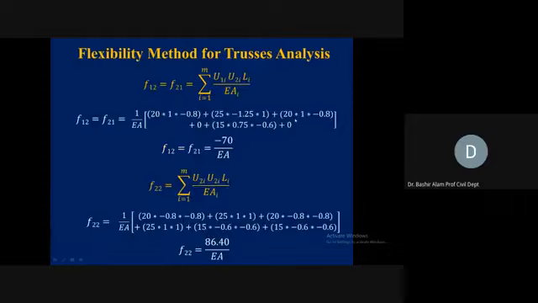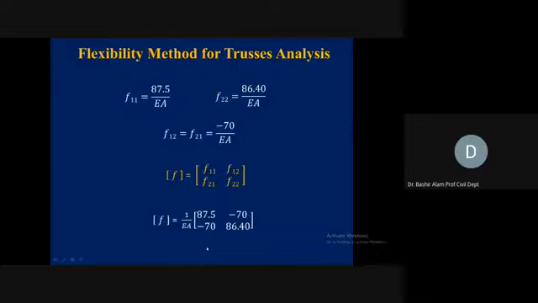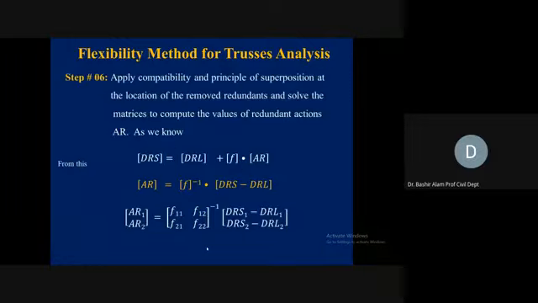You see the contribution of all the 6 members again, and F22 is calculated. So we have the F22. This is now the consolidated flexibility coefficient matrix. Next, we go and write the compatibility equation. So the compatibility equation is written.